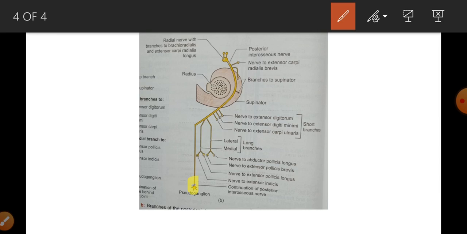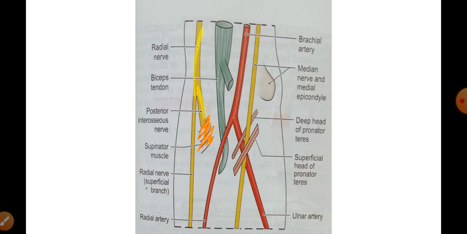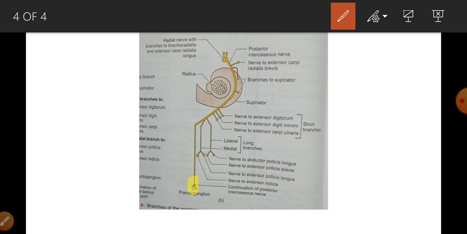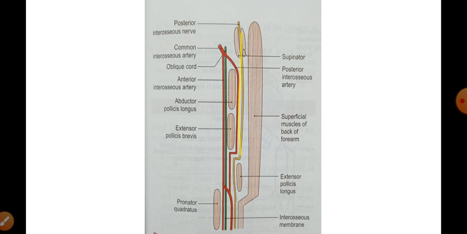So, coming to its relations. The relations and course are more or less the same. The posterior interosseous nerve leaves the cubital fossa and enters the back of the forearm by passing between the two planes of fibers of the supinator. Within the muscle, it winds backwards around the lateral side of the radius. Now it emerges from the supinator to reach the back of the forearm.